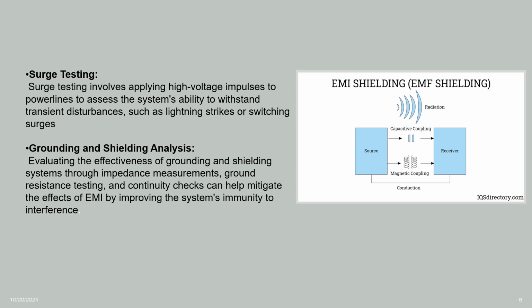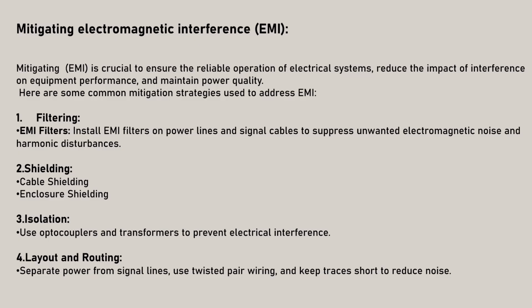Grounding and shielding analysis. Evaluating the effectiveness of grounding and shielding systems through impedance measurements and ground resistance testing and continuity checks can help mitigate the effects of EMI by improving the system's immunity to interference.